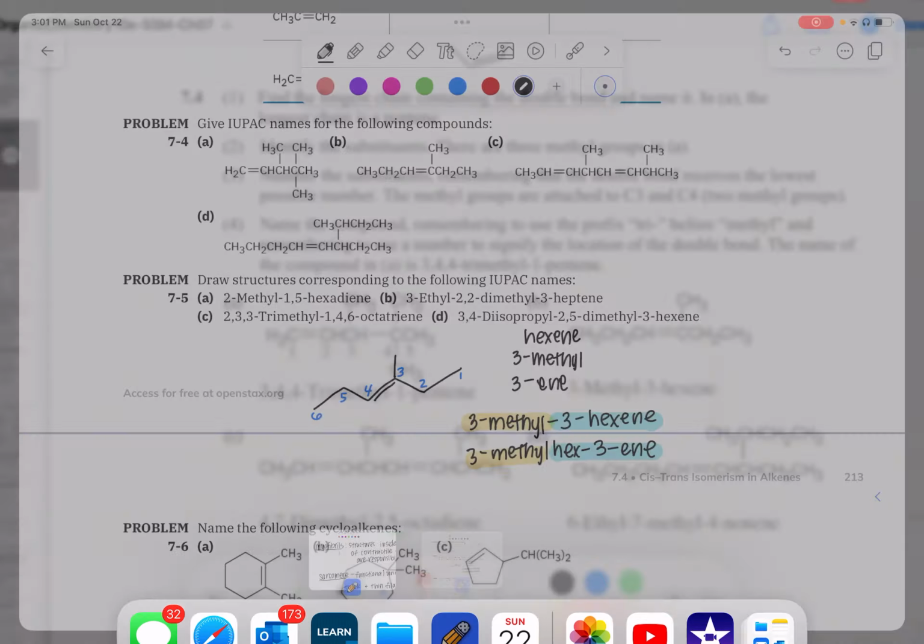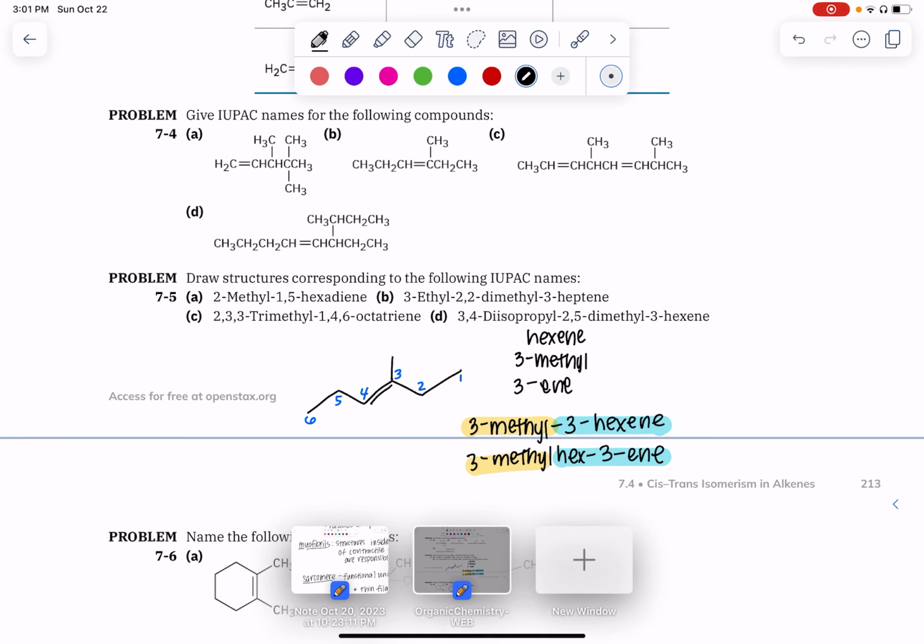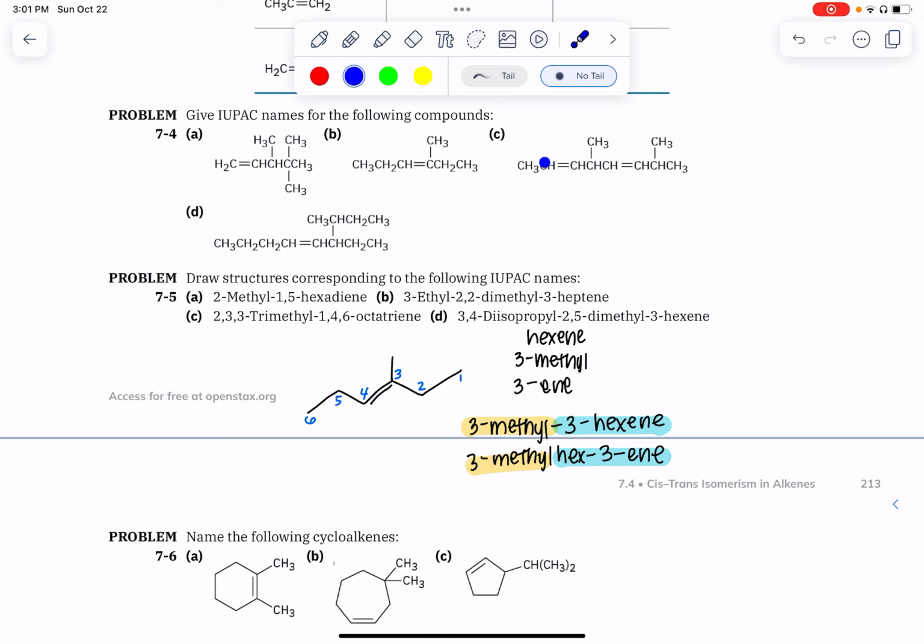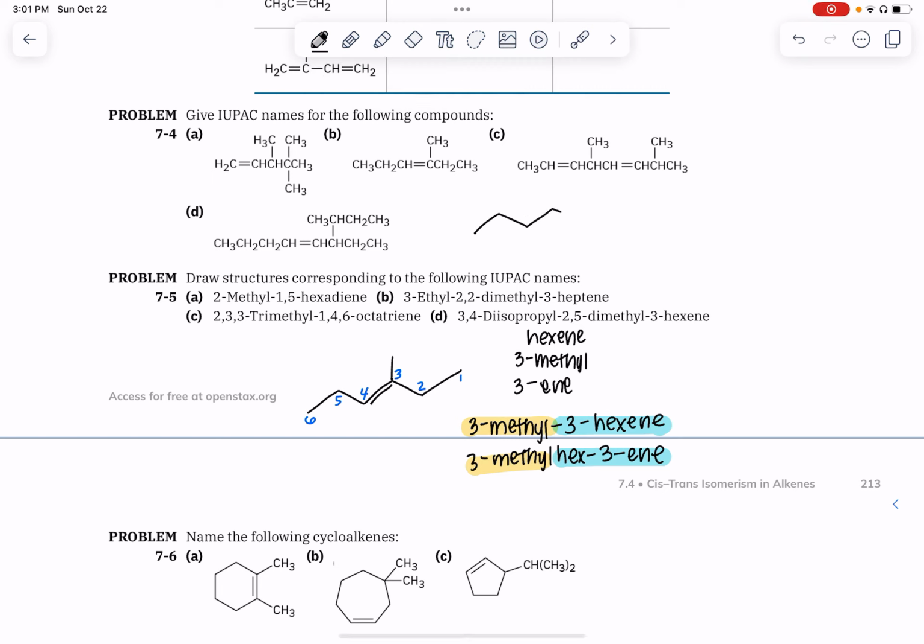All right, let's do C. So C, we've got 1, 2, 3, 4, 5, 6, 7, 8 carbons. And I'm going to number these arbitrarily. 1, 2, 3, 4, 5, 6, 7, 8. Okay. Double bond is between the 2 and the 3 carbons. So 1, 2, 2 and 3. And there's also one between 5 and 6. So that's 3, 1, 2, 3, 4, 5, 6. So 5 and 6 would be right here.